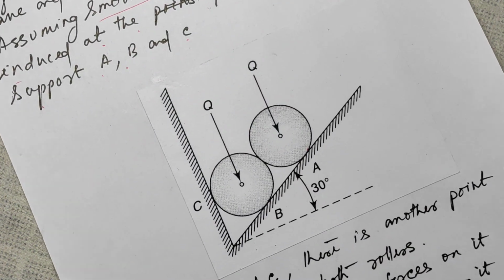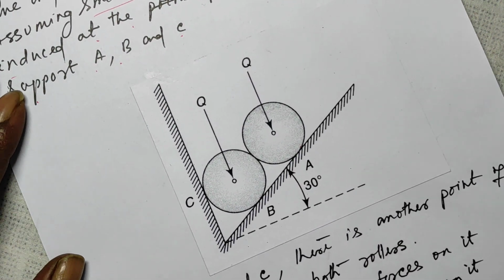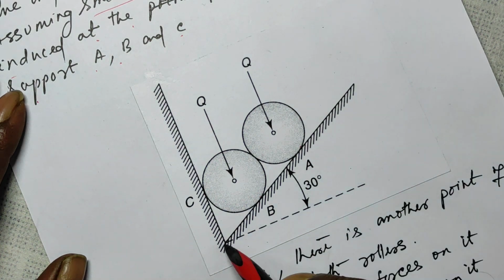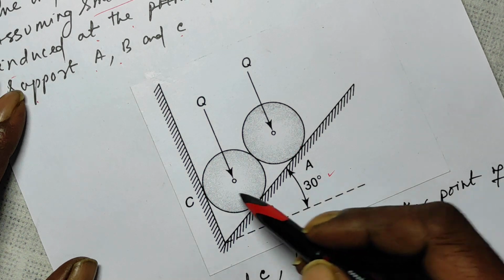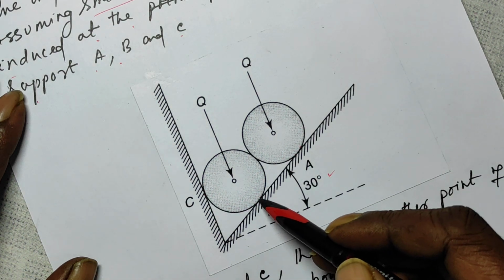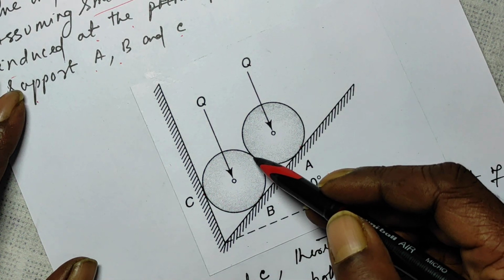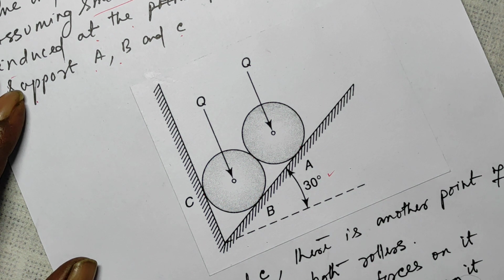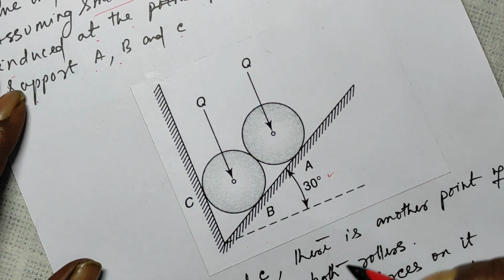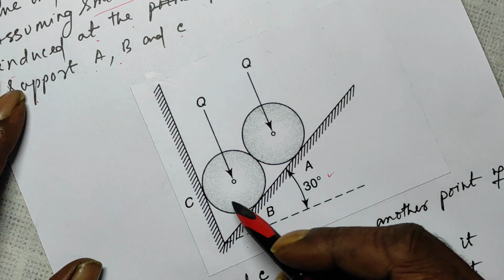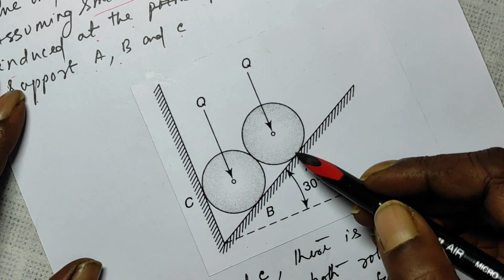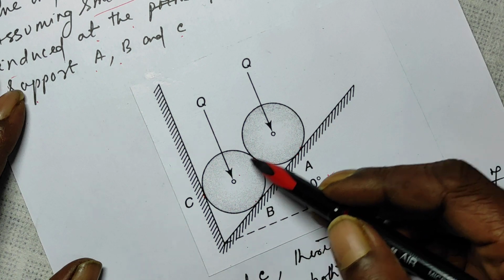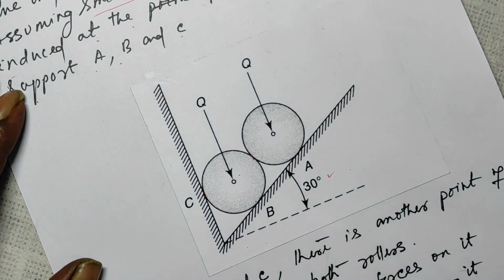Now if you look at the diagram, this inclined plane makes angle 30 degree with the horizontal. There is a point of contact here, point of contact here, point of contact here and a point of contact here. And as you know, at the point of contact there is always a reaction force. So there is a reaction force here, here, here, here. And this reaction force is common to both the rollers.